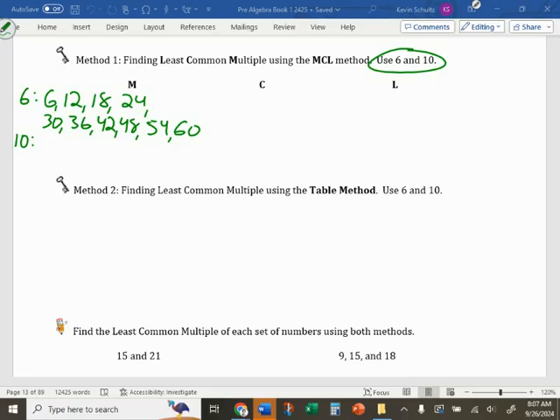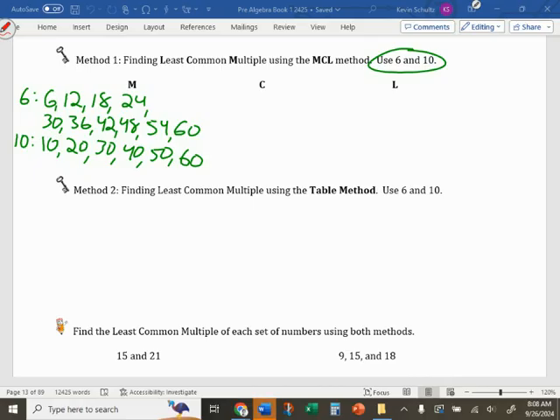Let's do 10s though, skip count by 10s. 10, 20, 30, 40, 50, 60, and we'll stop right there, okay? Because our goal is to look for those common multiples. So here we have our list of multiples for both 6 and 10. What numbers show up in both lists?